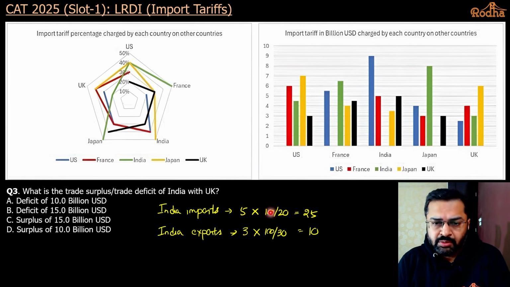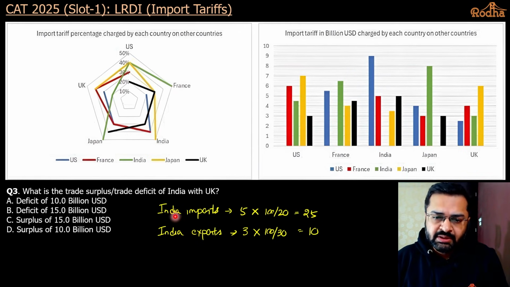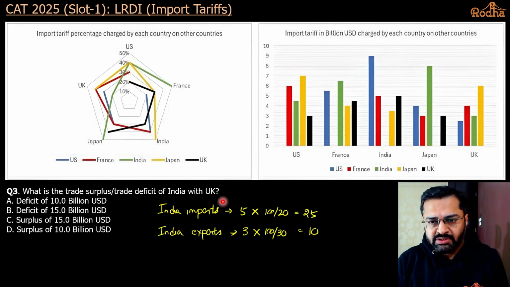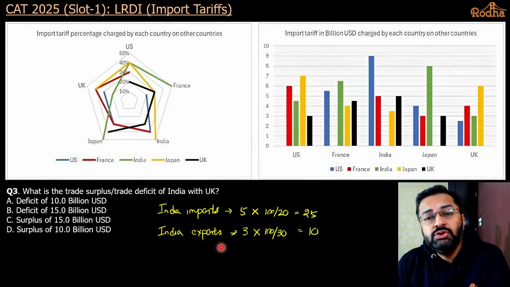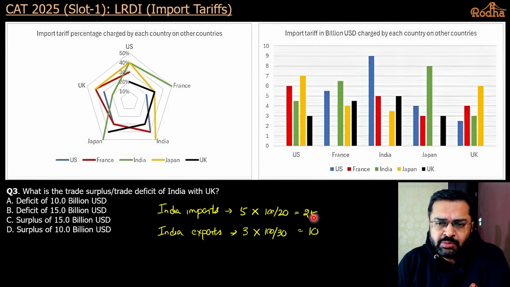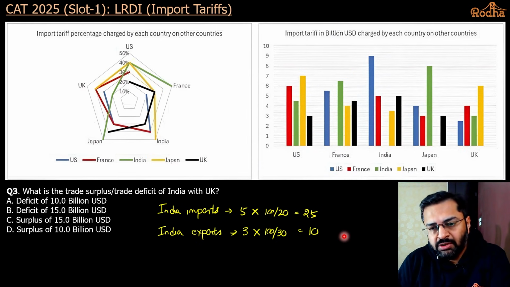Fine. So you could have written it like this: UK exports and India imports, whatever. Just follow one methodology. So for India imports, we looked at India directly in these two charts, and for India exports, we looked at UK imports, as I already explained. So these are the exact numbers. This is 25 billion USD. This is 10 billion USD.